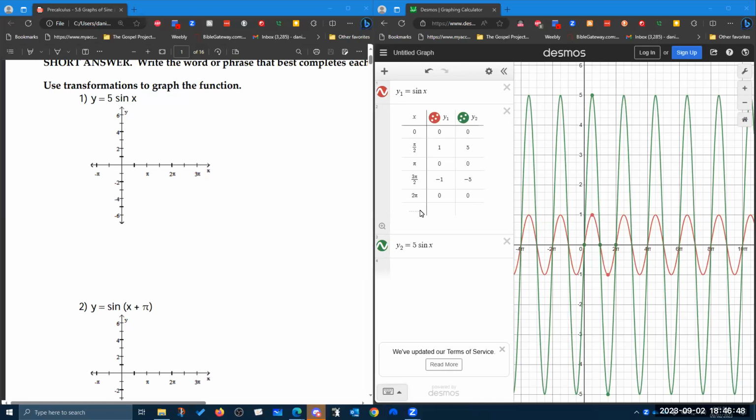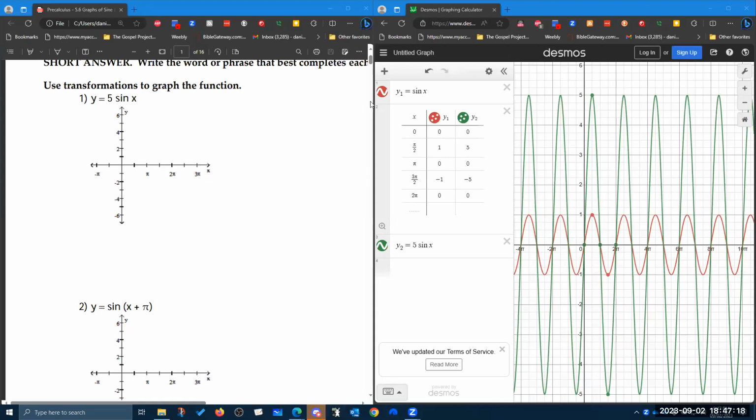In this video, we're going to graph some sine functions using transformations. I'm going to be using the Desmos graphing calculator to help you see some things. We could also use our TI-84s for this, but it's just easier to click on the points and show you the ordered pairs here on Desmos than to try and find all of them by hand on the TI-84.